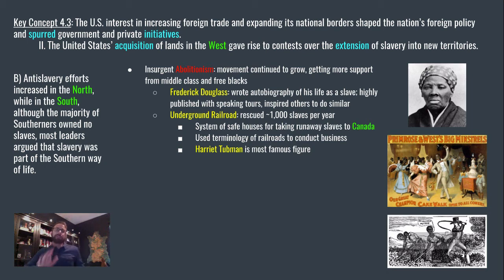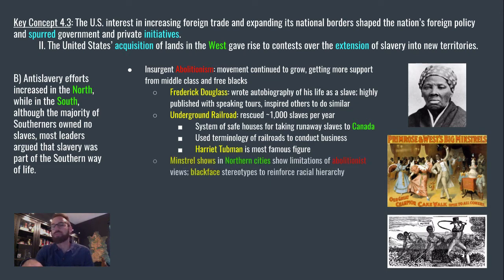So, this is another point that I like to bring up. We see abolitionism growing, trying to abolish slavery, but that does not mean that racism wasn't there. And this is what we see through minstrel shows. Minstrel shows were not as common in the South as they were in northern cities. Basically, the form of entertainment back then were stage shows in which white people would put on blackface and basically perform these stereotypes as characters of black people.